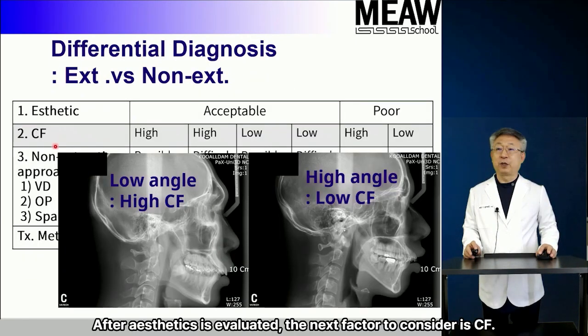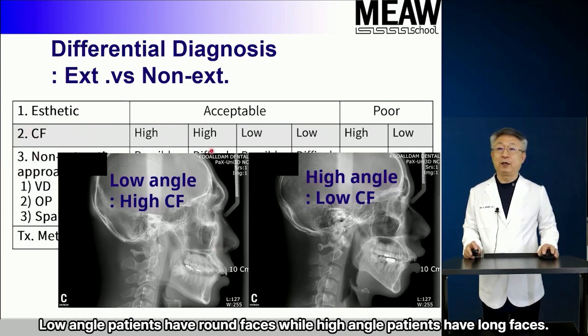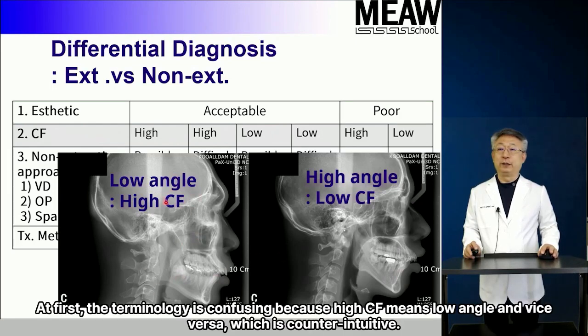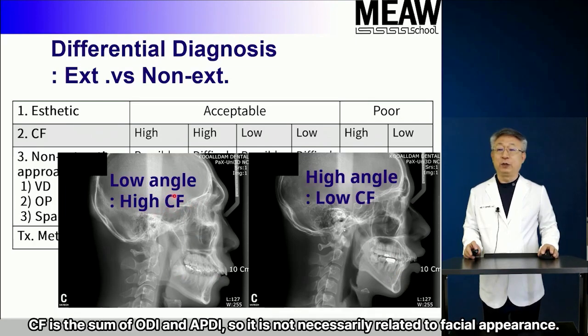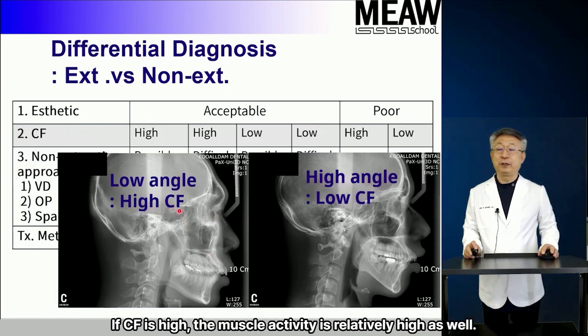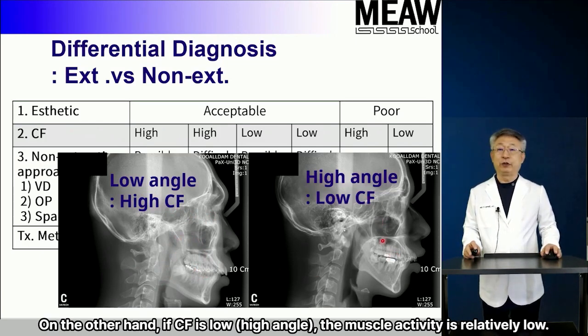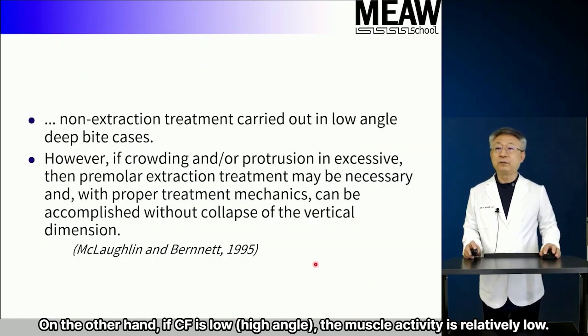After aesthetics is evaluated, the next factor to consider is CF. Low-angle patients have round faces while high-angle patients have long faces. At first, the terminology is confusing because high CF means low angle and vice versa, which is counterintuitive. CF is the sum of ODI and APDI, so it is not necessarily related to facial appearance. If CF is high, the muscle activity is relatively high as well. On the other hand, if CF is low, or high angle, the muscle activity is relatively low.